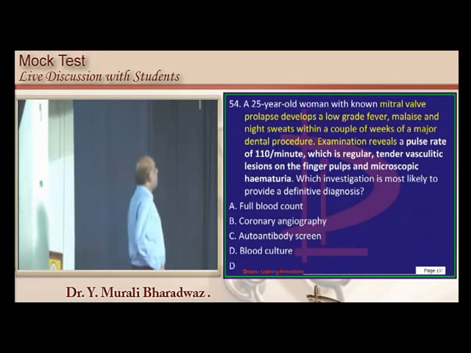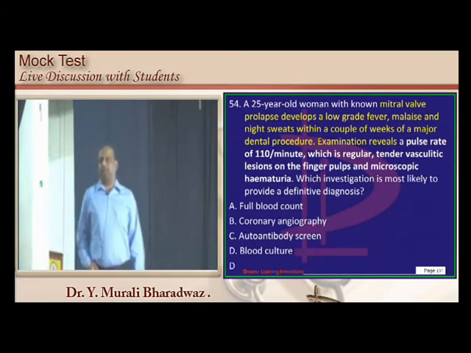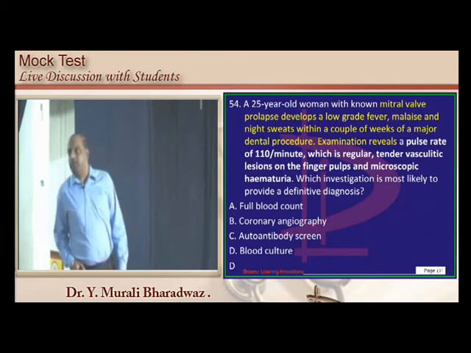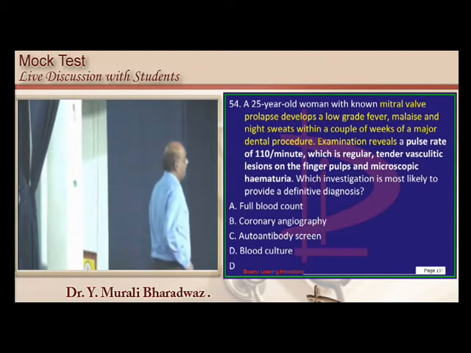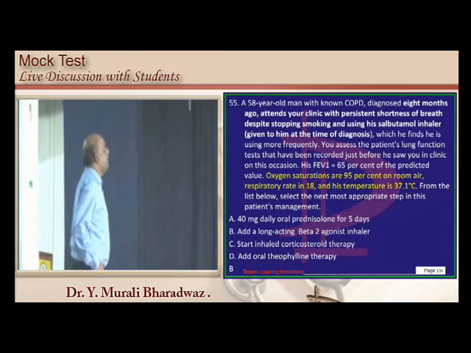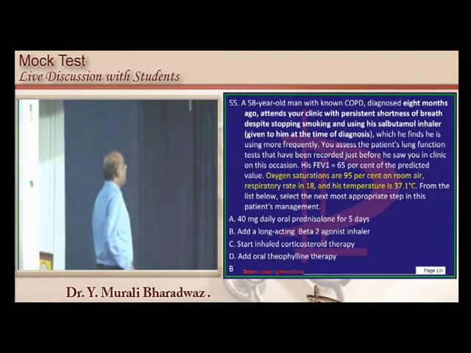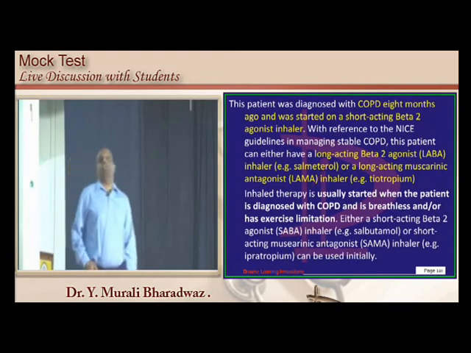A 25-year-old with mitral valve prolapse, low-grade fever and vasculitic lesions on the finger pulps. What are we thinking about? Infective endocarditis, typically diagnosed by blood culture, which will be positive. A 58-year-old with COPD has a very low FEV1. What is the best drug that you want to fundamentally start for him? And he is already on salbutamol.